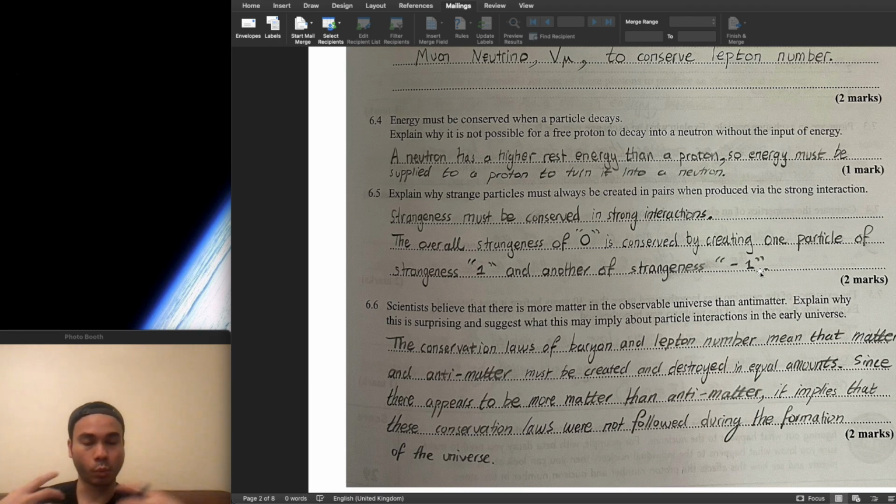And technically we humans or the Earth or anything else in the universe should not exist, because for some weird reason we see a greater amount of normal matter, which is us, and less amount of antimatter. And that can only mean that these laws of conservation of baryon, lepton numbers, and charge to some extent were not necessarily followed in the early universe.